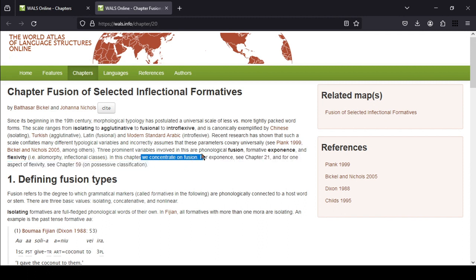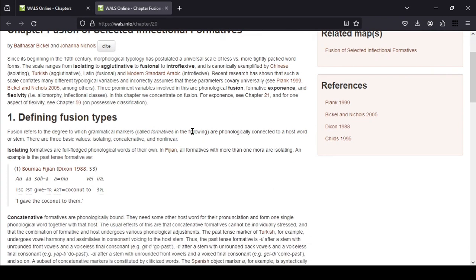But in this chapter, they concentrate on fusion, which is the first one. For exponents, see chapter 21, and for one aspect of flexivity, see chapter 59. Whoa, that's all the way over here.